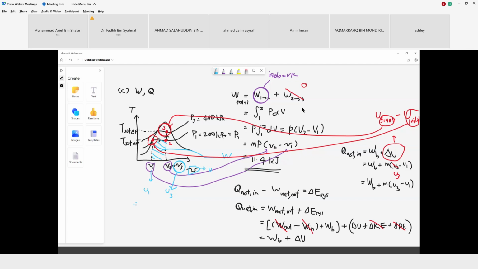U1 is u_f at the given pressure, and U3 is u_f at the given pressure plus x u_fg. So the final answer for Q should be 550.6, 500.2.